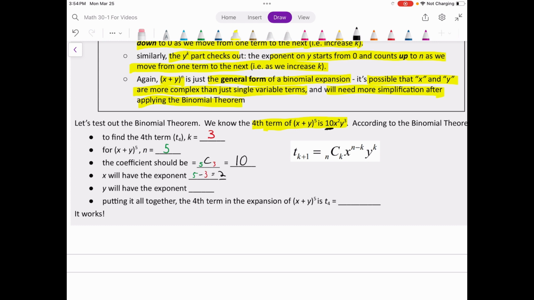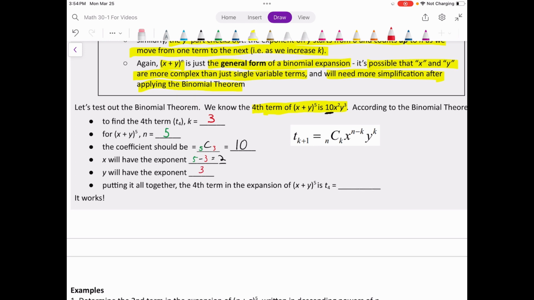Okay, we found the coefficient to be 10. The exponent on x should be 2. This is looking good so far, 10x squared. And y will have the exponent, well, what does the binomial theorem say? It says y will just have the exponent k, and k is 3. So putting it all together, for the fourth term in the expansion of x plus y to the power of 5, we can see that the coefficient should be 10.